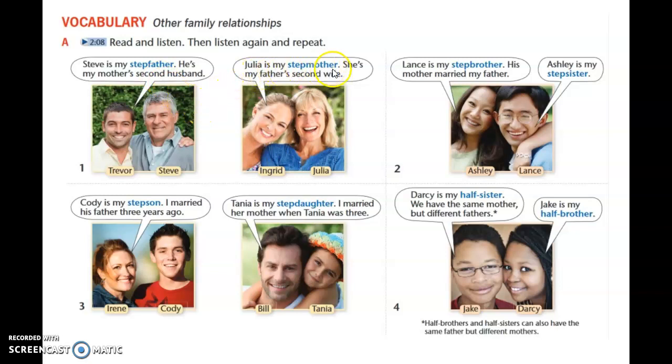Julia is my stepmother. She is my father's second wife. A stepmother, meaning in Spanish, madrastra. Then Lance is my stepbrother. His mother married my father. A stepbrother, meaning hermanastro. Ashley is my stepsister, meaning hermanastra.